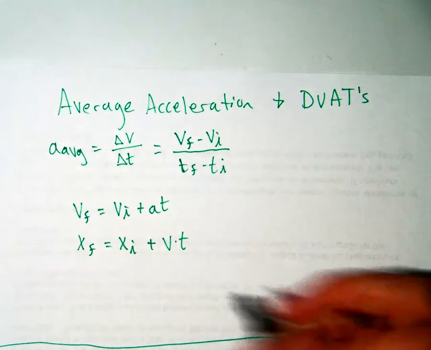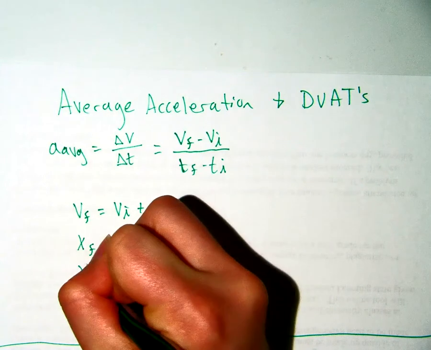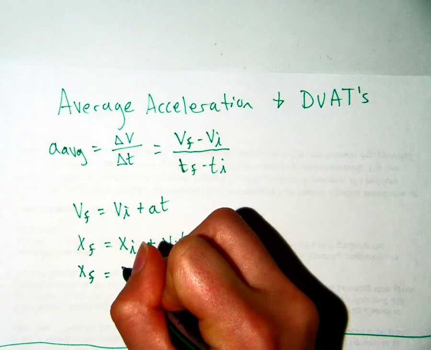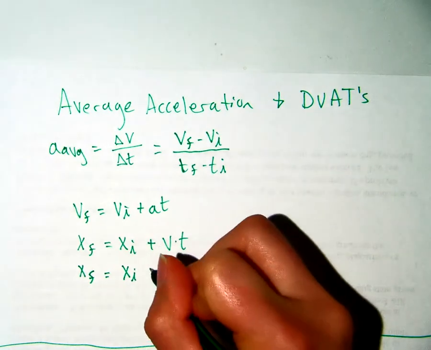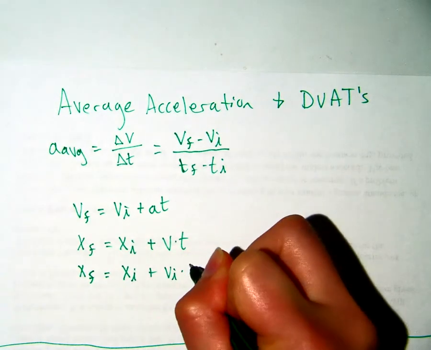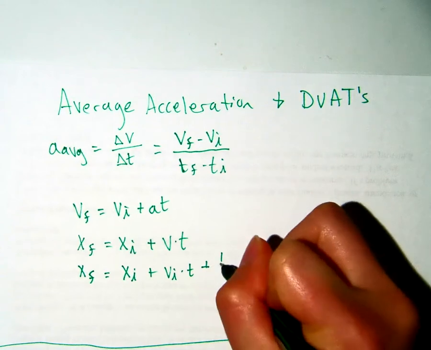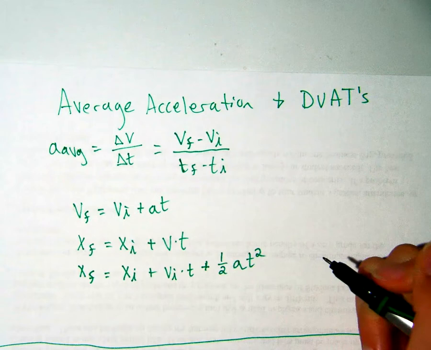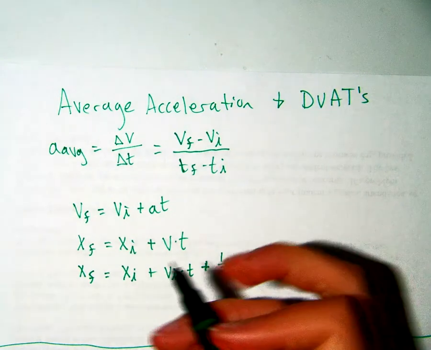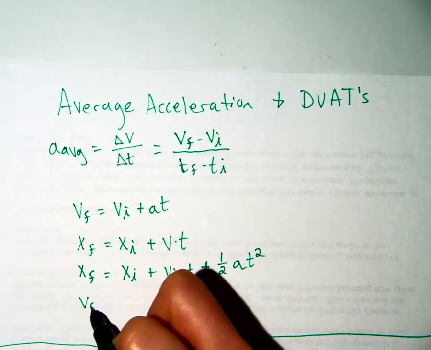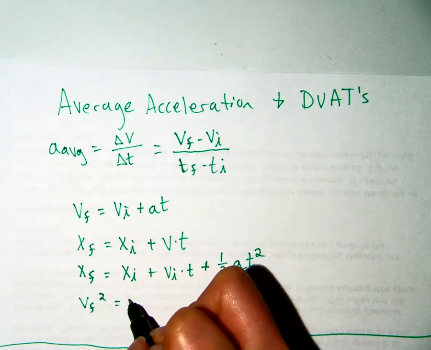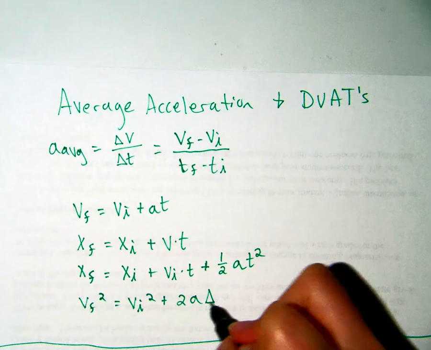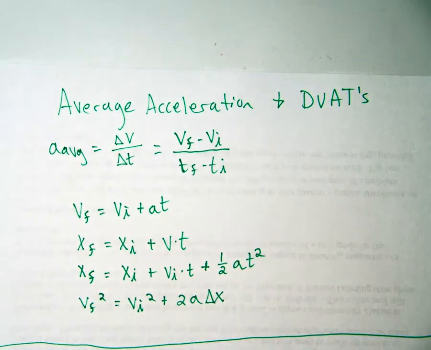And then, watch carefully now, this next one is pretty tricky, but it is one of our more useful forms. Our final position is equal to our initial position plus our initial velocity times the time plus 1/2 of our acceleration times time squared. And then our fourth and final one is: final velocity squared is equal to the initial velocity squared plus 2a times our change in position.